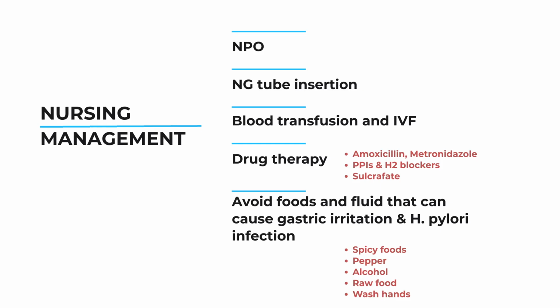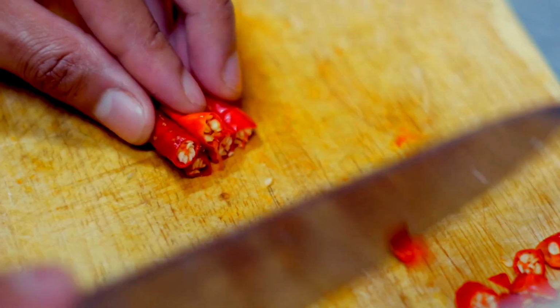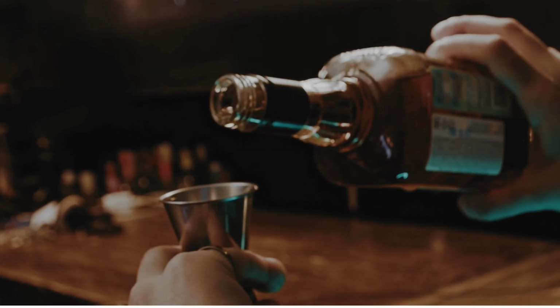Sucralfate is a cytoprotective drug that forms a protective layer over stomach and duodenal ulcers against any acids that come into contact with them. Educate your patient to avoid foods and fluids that can cause gastric secretions such as spicy foods, pepper, and alcohol.